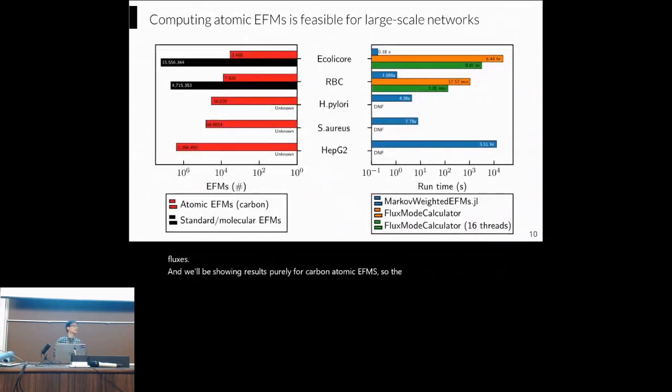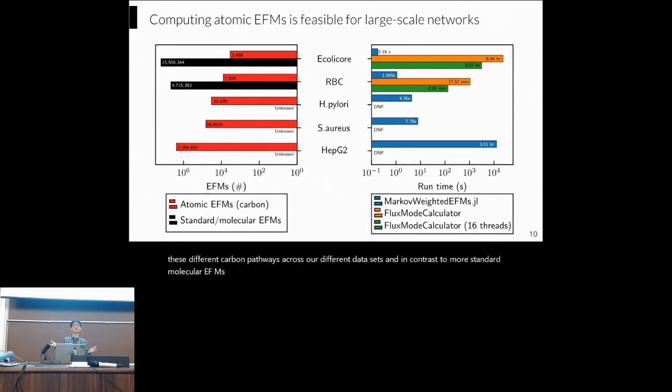So the first question we wanted to ask was whether it's even possible to enumerate all of these different atomic EFMs. And so using our method, Markov weighted EFMs, we enumerated between several thousand and a few million of these different carbon pathways across our different data sets. And in contrast to more standard molecular EFMs defined originally by Schuster and Hilgetag, well, as you can see, there's orders of magnitude more of them, often because of the different combinatorial ways of balancing those metabolic byproducts. Now, of course, when we look to the runtime, we can see that our method is running between 2 and 6 orders of magnitude faster.